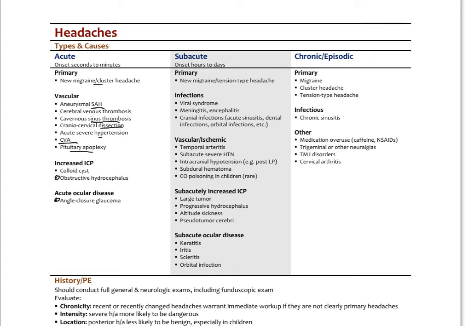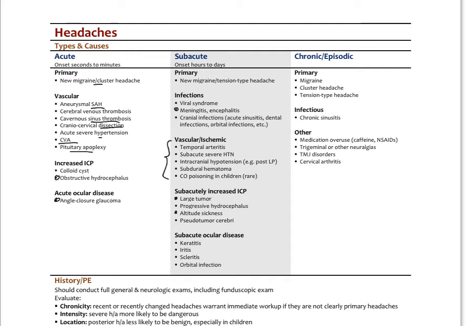Subacute, again, could be a new onset migraine or tension type headache. Could be from infections, so we'll talk about meningitis and encephalitis. It can be vascular ischemic again, so all the CVA things we've talked about. Subacutely increased ICP could happen in large tumors or even altitude sickness.